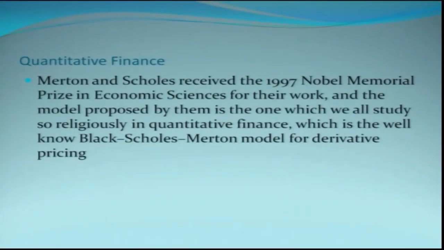Now, we all know that in 1997, the Nobel Prize in Economics, basically the Nobel Memorial Prize in Economics, was given to the work of Merton and Scholes in the area of derivative pricing. And after that, there has been exponential increase in the area of quantitative techniques in quantitative finance and in the area of different types of derivative pricing.